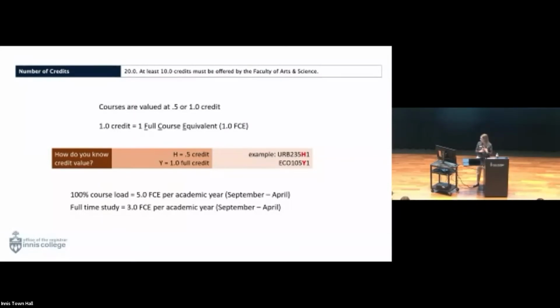Okay, a 100% course load. So remember, you have 20 credits to graduate. If you are expecting to be on a 4-year trajectory here, a 100% course load is taking 5 credits per year, and it's balanced out between 5 courses per semester. But to be considered full-time and OSAP eligible, you need to be enrolled in at least 3 credits per year.